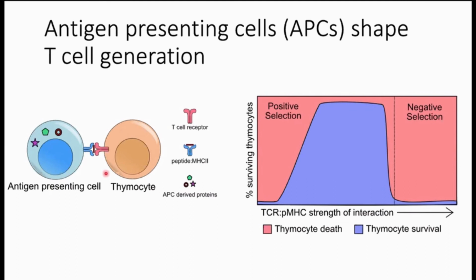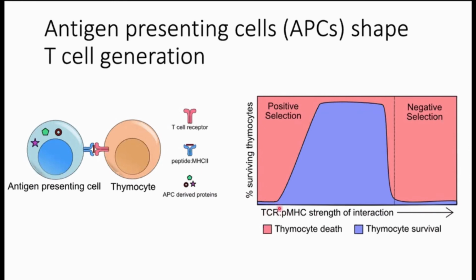The thymocyte, through its developing T cell receptor, is going to interact with the peptide MHC, and it's going to receive a signal. And so that interaction that I was talking about before is really this interaction between the T cell receptor and the peptide MHC molecule on the APC. This graph on the right is showing the likelihood of survival of the thymocyte when it's interacting with the TCR peptide MHC and how strong this is.